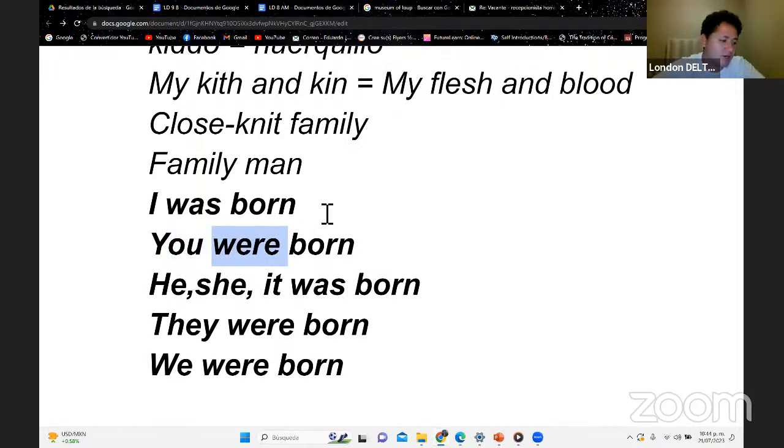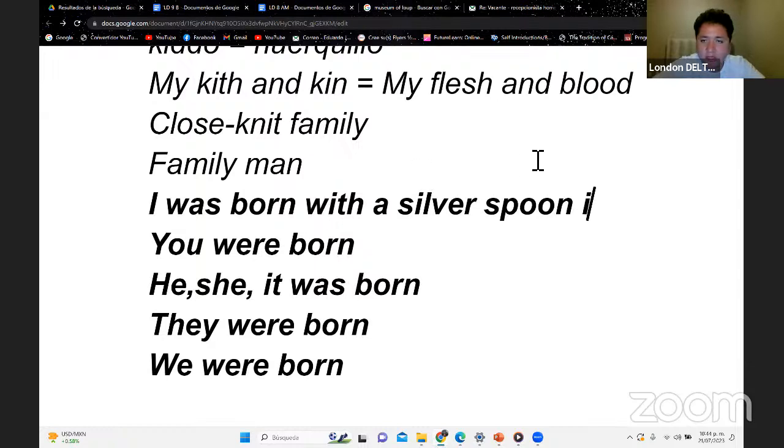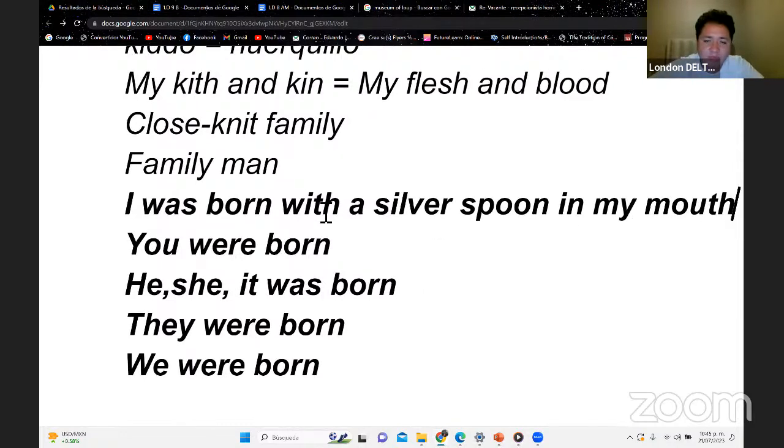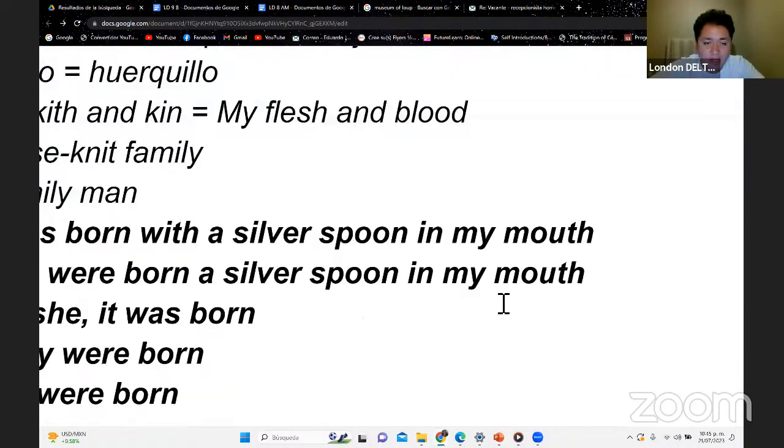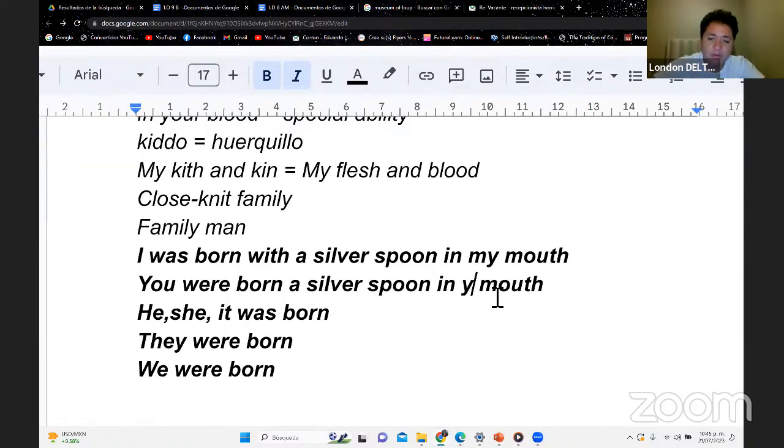Y la expresión que les quería mostrar es with a silver spoon in my mouth. Bueno, la expresión es esta. A silver spoon in my mouth. Si fuera con you, cambiamos a silver spoon in your mouth. Si fuera con estos, pues cambiaría igual. In her mouth, in their mouth, etc.